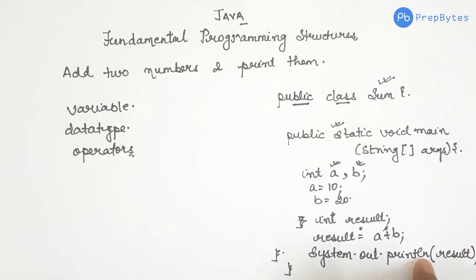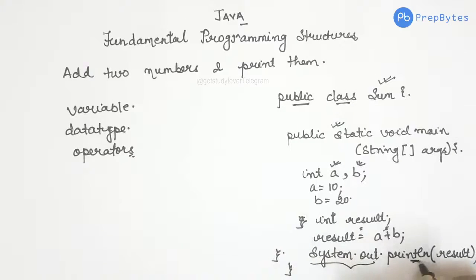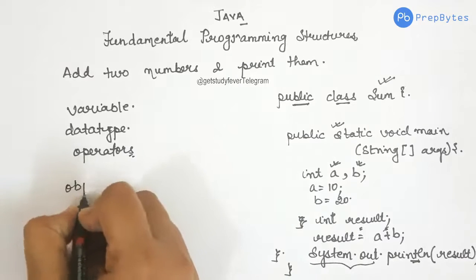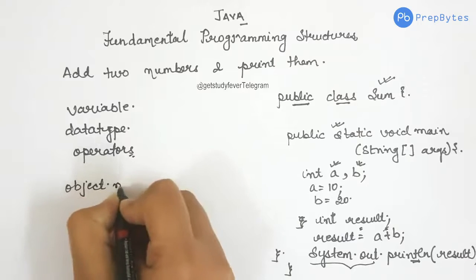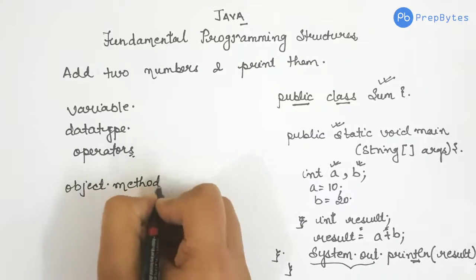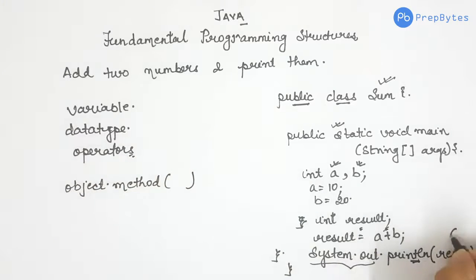So this is the print statement in Java. This is the object and this is the method. Whenever we have to call a method from an object, we call it like this: object dot method and the parameters. So I'm giving the result as the parameter. Print again is the method which prints whatever parameter is supplied to it.